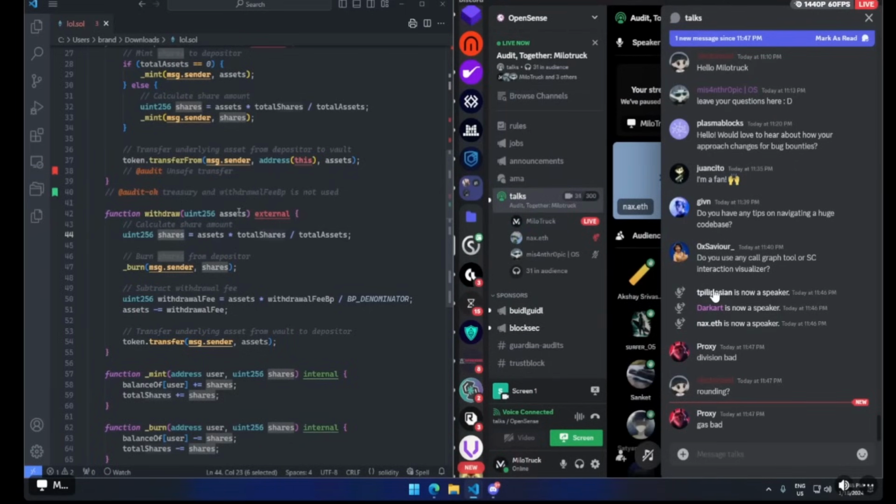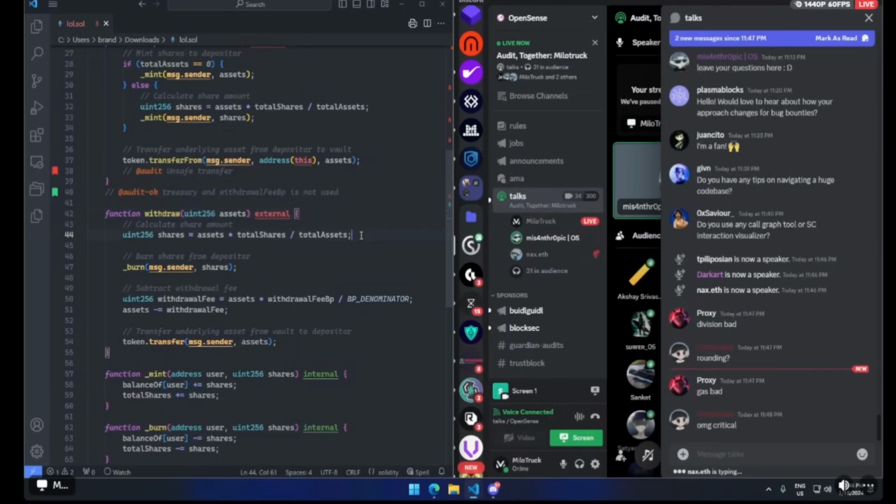So basically, this is in favor of the user instead, because let's say if assets is very small, this will round down to 0, and you can essentially withdraw assets and burn no shares, which is free money. Yeah. But it's a practical attack, I guess. I mean, the value of the asset is very low and you're rounding down to 0. You're not getting arbitrage from that, right?